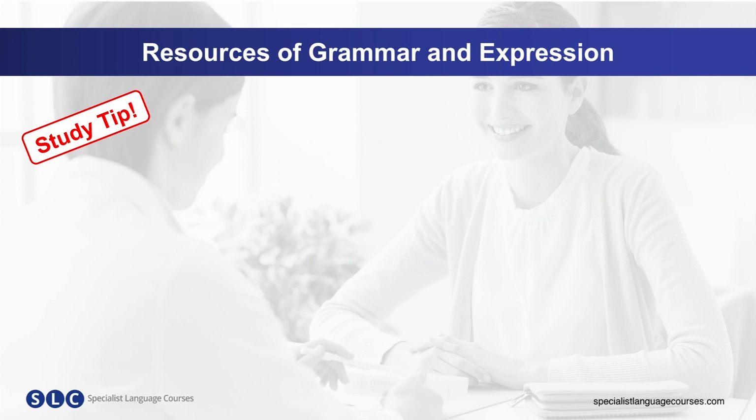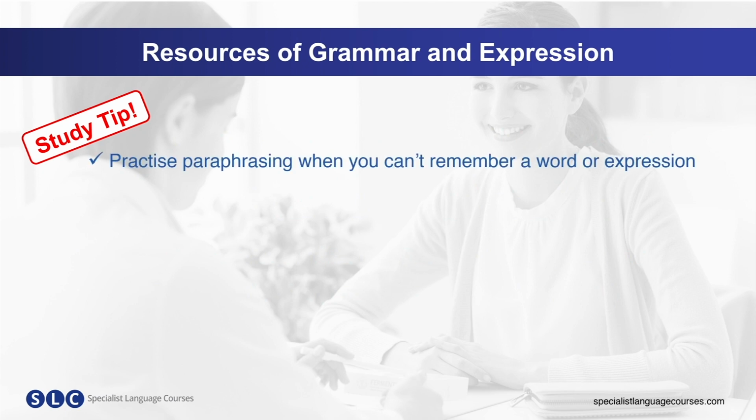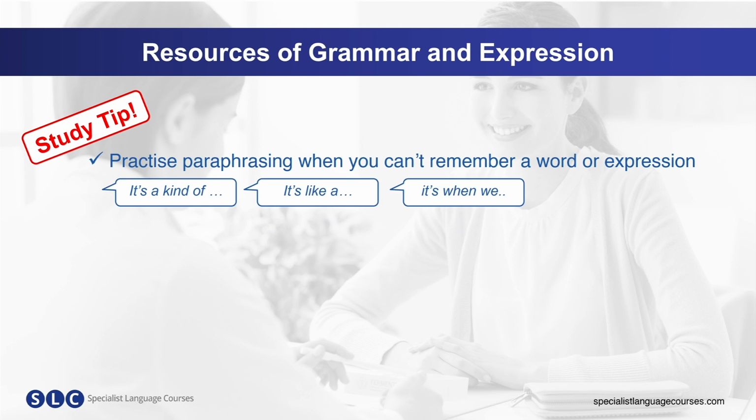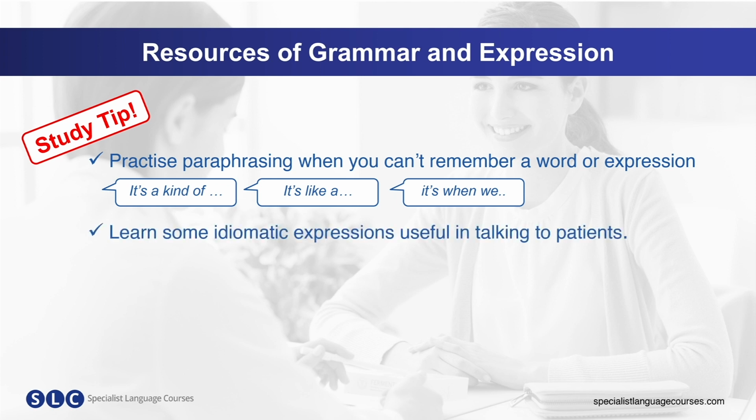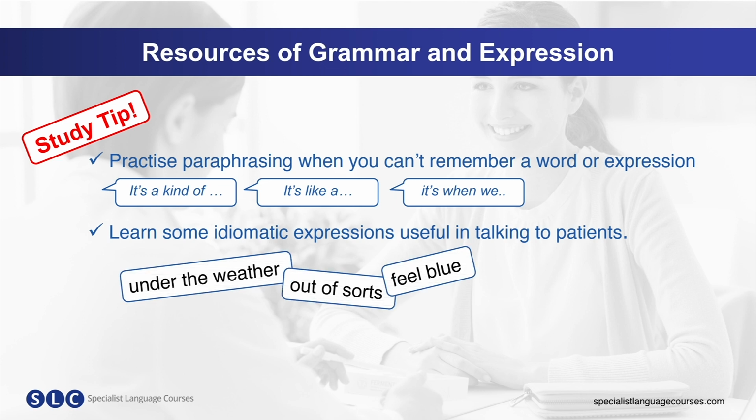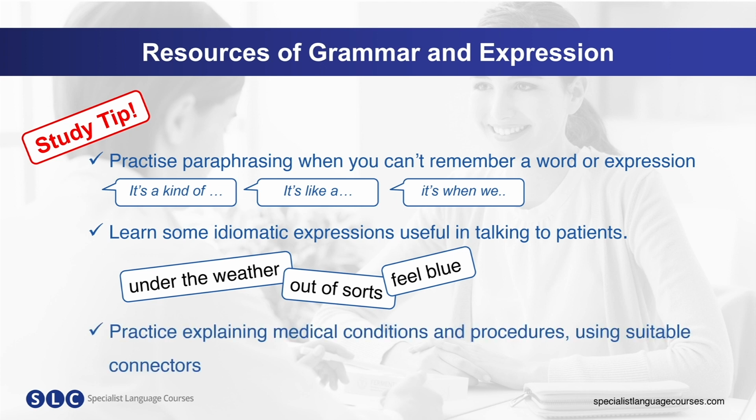And for resources of grammar and expression, showing the examiner that you have a wide range of vocabulary is demonstrated by the ability to paraphrase. When you can't remember a particular word or expression that you wish to use, you should be able to say it in another way instead of hesitating for too long. It's also a good idea if you learn some everyday idiomatic language. For example, a patient might say they are feeling under the weather or out of sorts, and it's good to know what they mean. Practice explaining medical conditions and procedures and linking your phrases together into sentences that flow rather than very short sentences. For example, instead of saying, eat less fatty food, eat more fresh vegetables, you could say, try to cut down on your intake of fatty foods by substituting them for fresh vegetables. The second sentence shows a wider range of grammar and vocabulary.